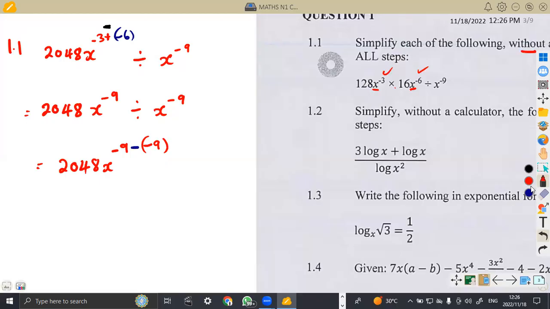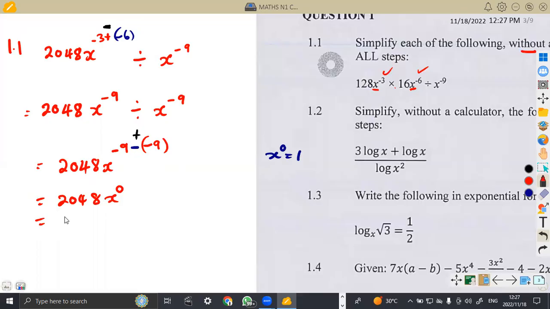So knowing that minus and minus, that's a plus. So this is going to give us plus. So it's -9 plus 9, which is a 0. So you can even confirm -9 plus 9, that's a 0. So that means this is going to give us 2048 x to the exponent of 0 here, knowing that any number, as long as it is raised to the exponent of 0, gives us 1.